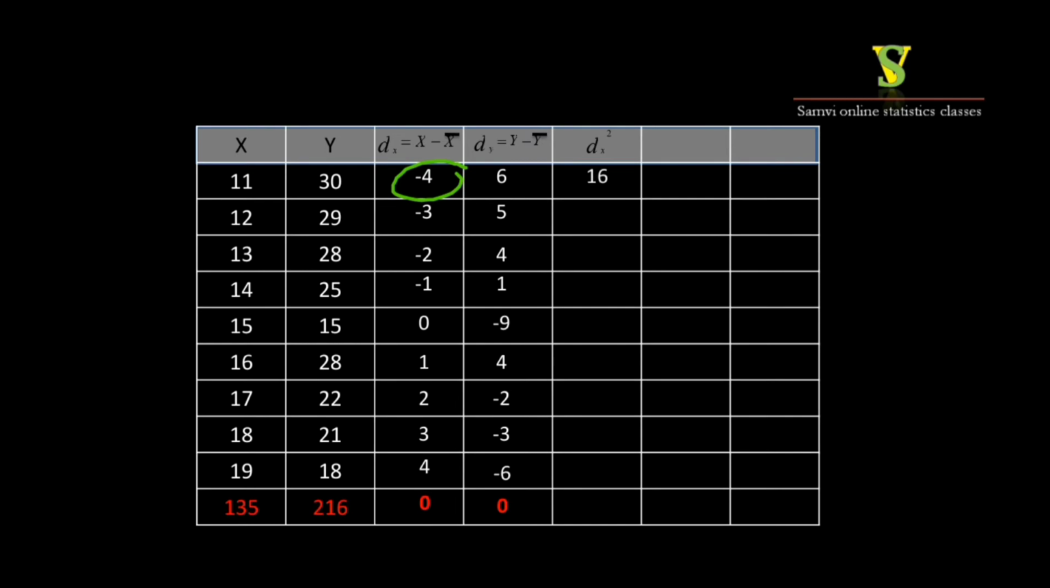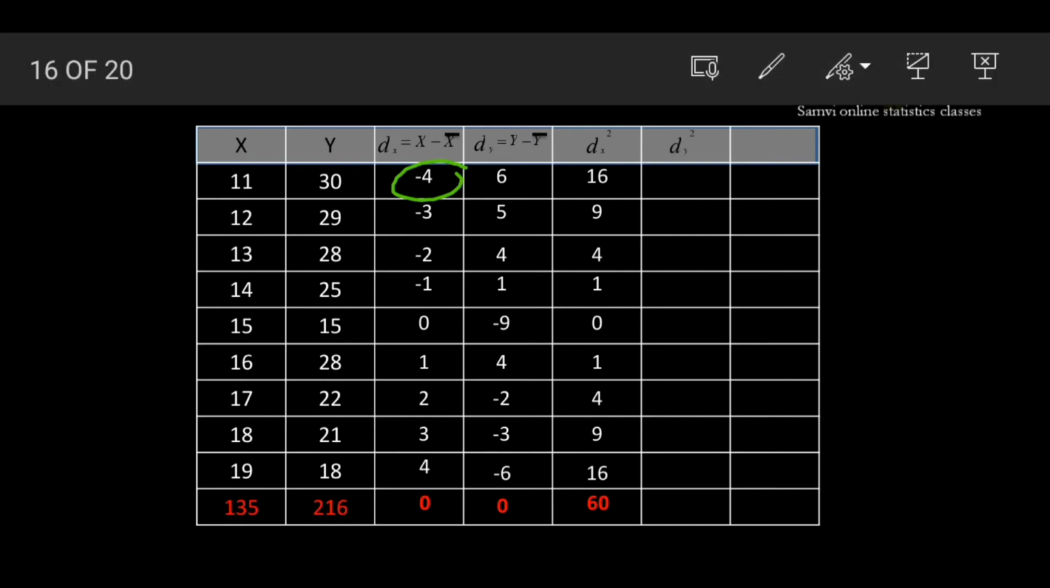Next, minus 3 squared is 9. Minus 2 squared is 4. Minus 1 squared is 1. 0 squared is 0. 1 squared is 1. 2 squared is 4. 3 squared is 9. 4 squared is 16. Now you have to find out the total. So here we got the total is 60. Understood? Once you calculate the total, move to the next, that is dy square.